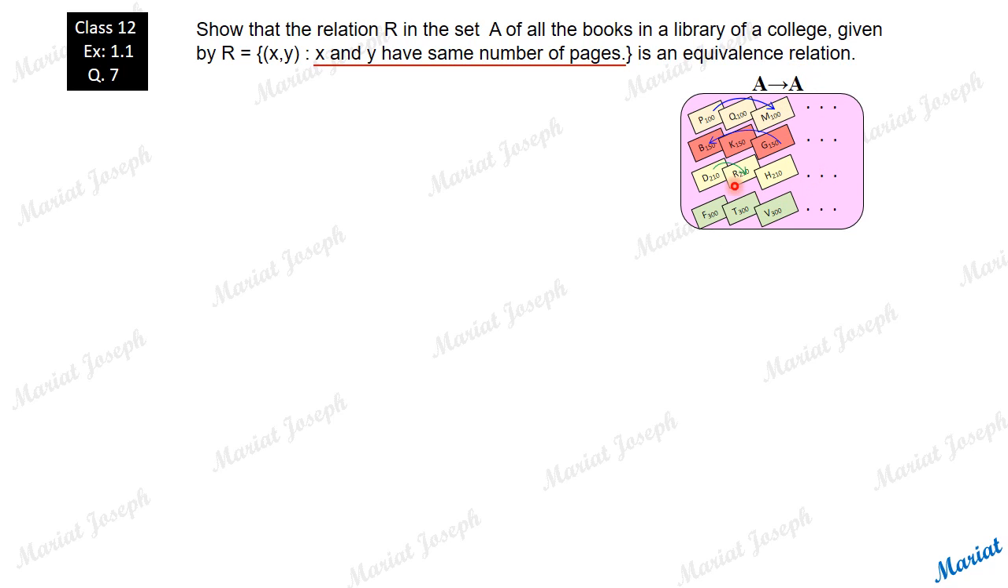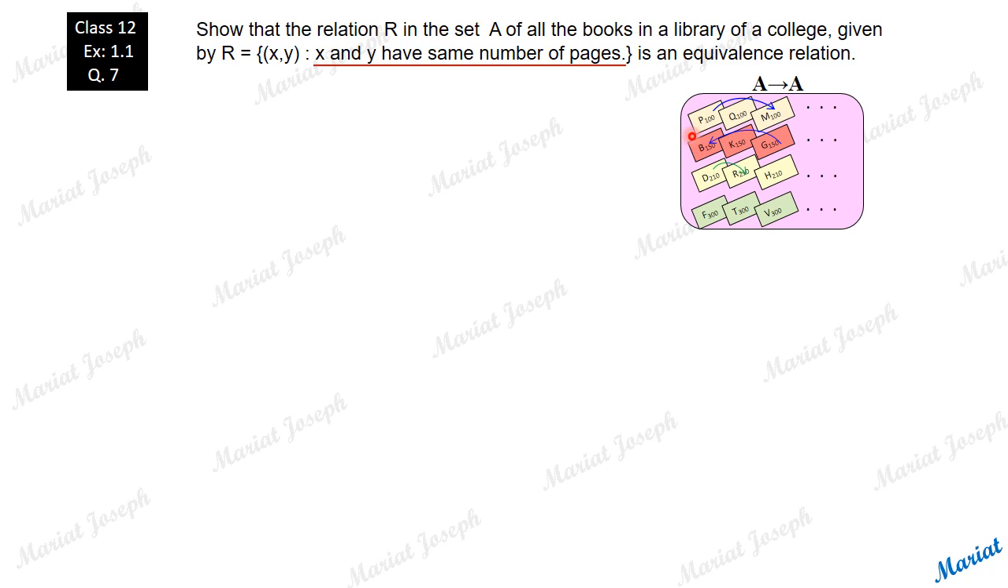These books have various numbers of pages. A book may have 100 pages, 150 pages, 210 pages, 300 pages, and many more books having different numbers of pages. Now, which book will be related to which one? The condition is given here. Book X will be related to book Y if both of those books have the same number of pages.